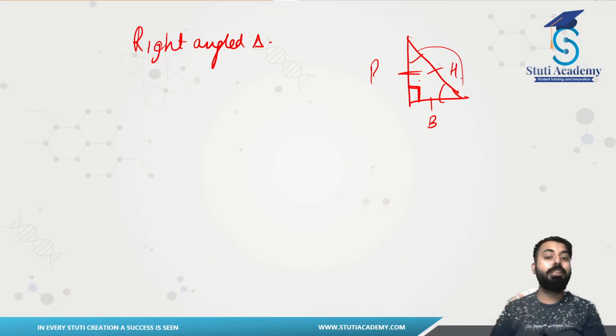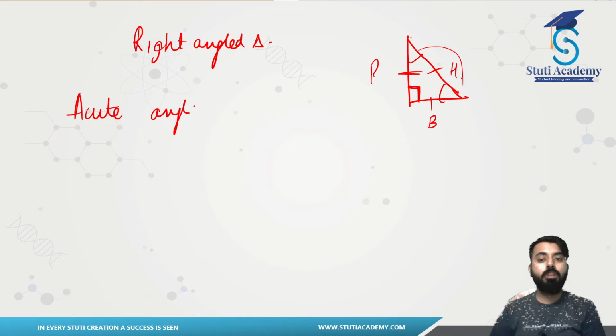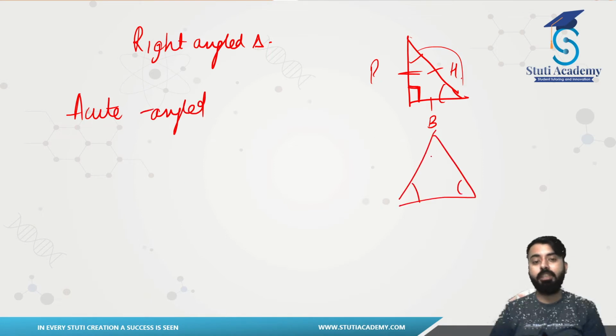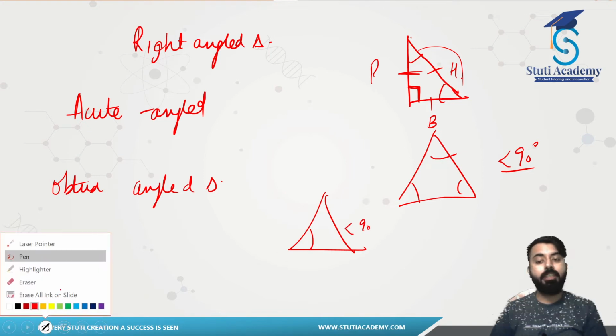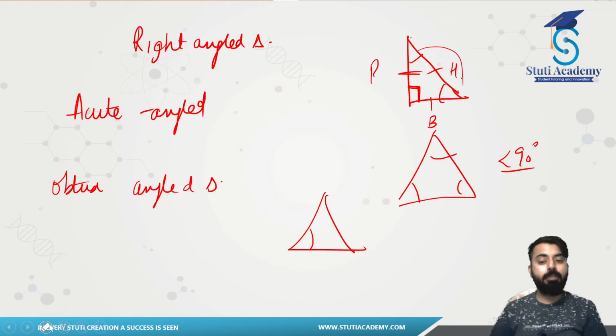We had understood each and everything. Then we had acute angle triangle. What was acute angle triangle? A triangle in which each of the angles was less than 90 degrees. Then we had obtuse angle triangle. So what was an obtuse angle triangle? It was that triangle in which one of the angles was more than 90 but less than 180. X greater than 90, less than 180.